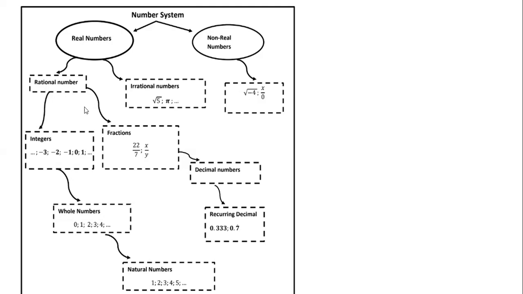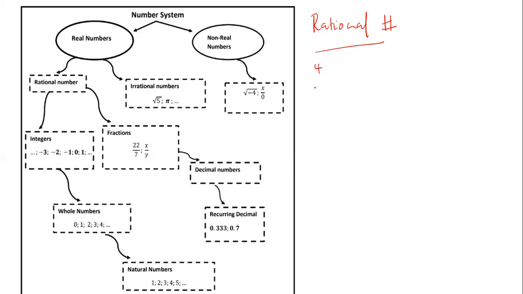The rational numbers can further be divided into fractions. The rational numbers can further be divided into the integers. Now, when we talk about the rational numbers, we are talking about the numbers that terminate. I'll give you an example now. What are the numbers that terminate? Let us have a look at examples of rational numbers. Let me show you how.